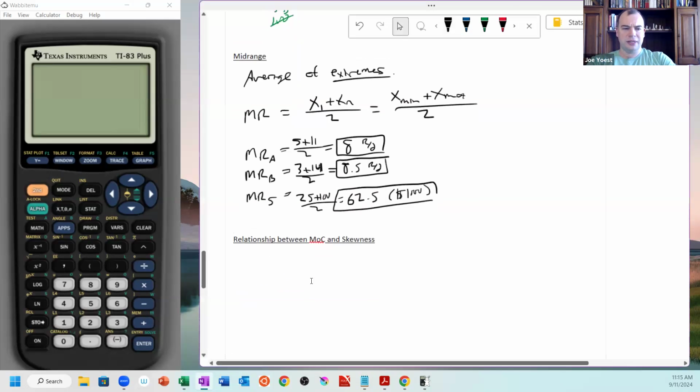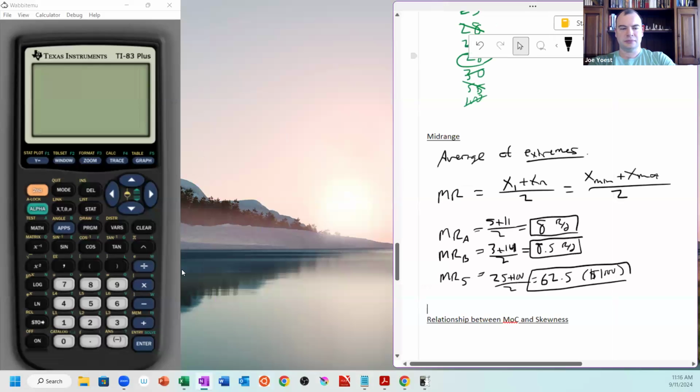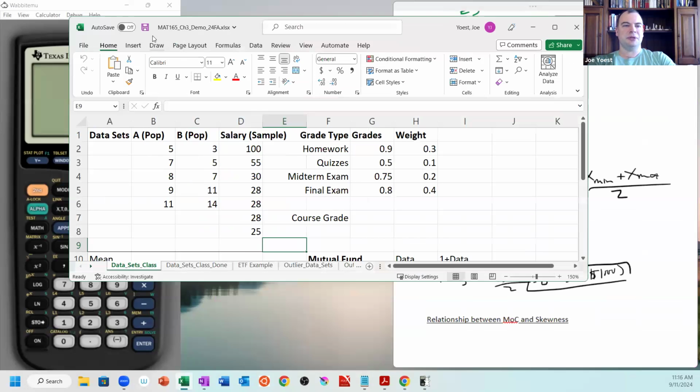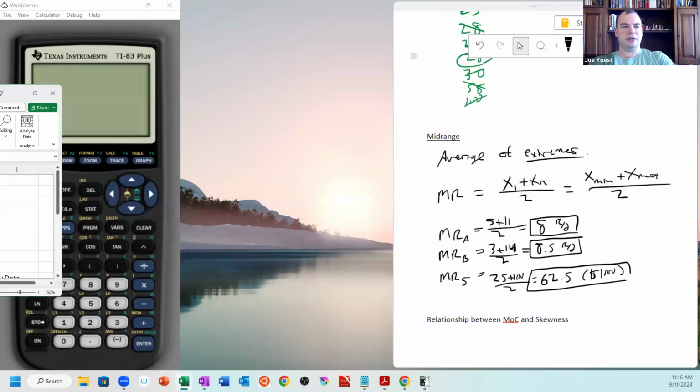Okay, so I think what I want to do at this point is jump over to Excel. Let me shrink this window down just a little bit. I want to jump over to Excel to this chapter 3 demo, and I'm going to go to this tab. You see the tabs across the bottom, the one that says data sets for class. I guess I can just snap this to the left side, right? No, because I have two screens up.